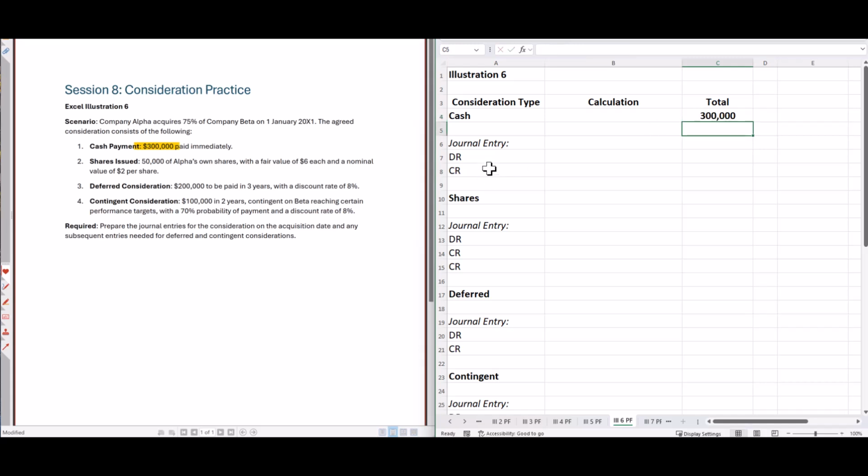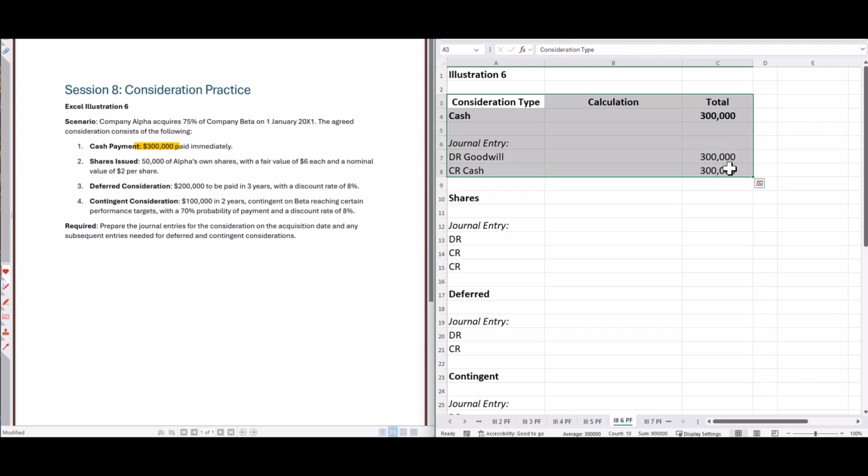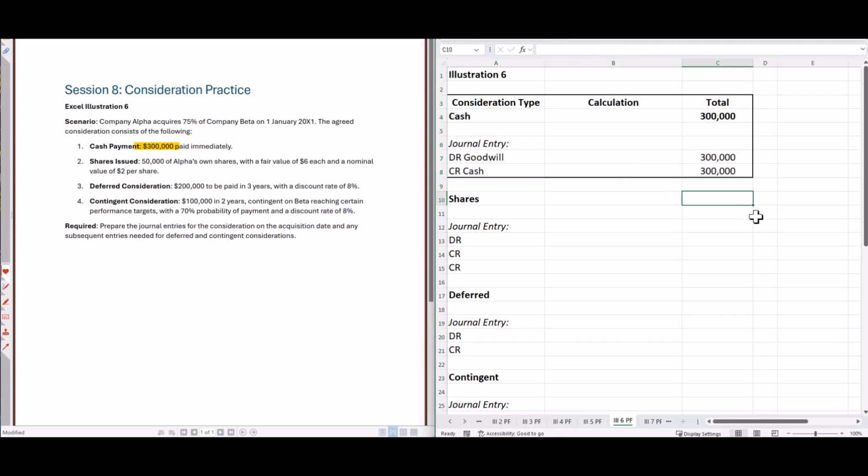300,000, there it is. The double entry for that is going to be debit goodwill. Remember that increases the goodwill. And the credit is going to be to cash. And each of those is just going to be for the 300 because that is how much we're paying. So that one's really simple and straightforward. We've got cash payment, just do it at the amount paid.